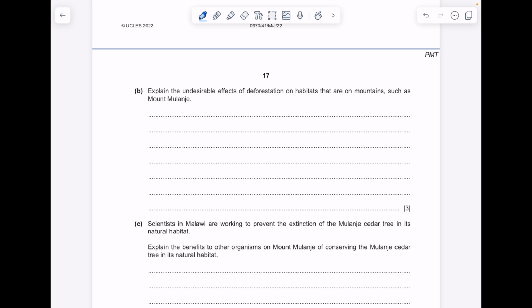Explain the undesirable effects of deforestation on habitats that are on mountains such as Mount Mulanje. You can kind of take this answer wherever you want. Let's start by saying that deforestation means there are fewer tree roots to hold down topsoil.